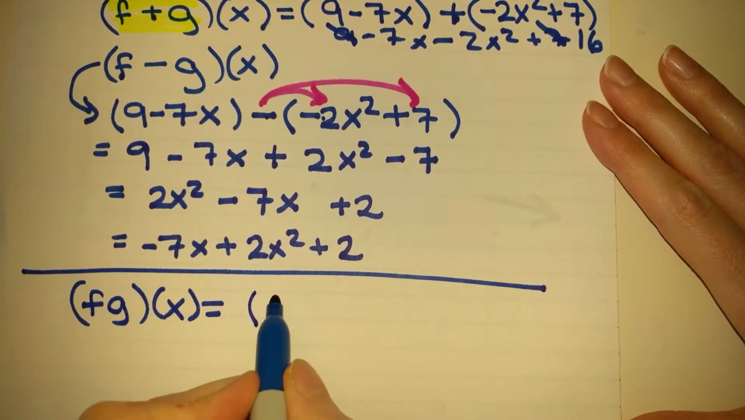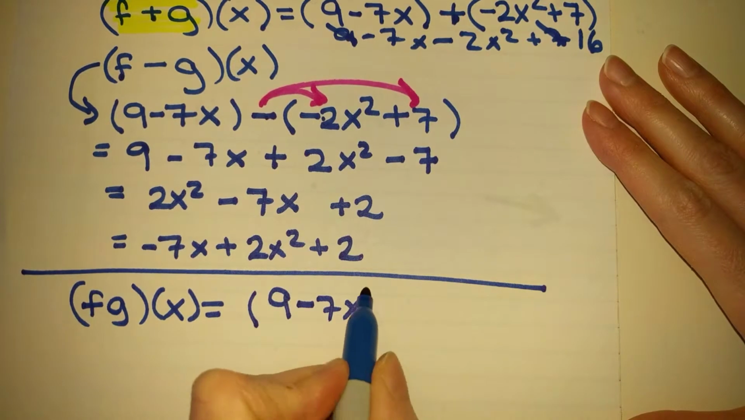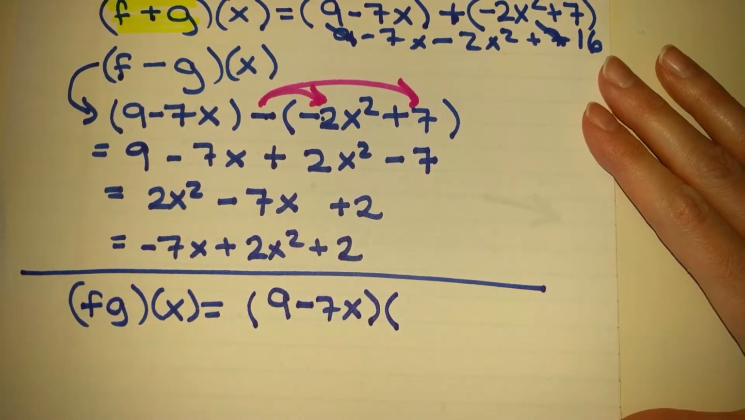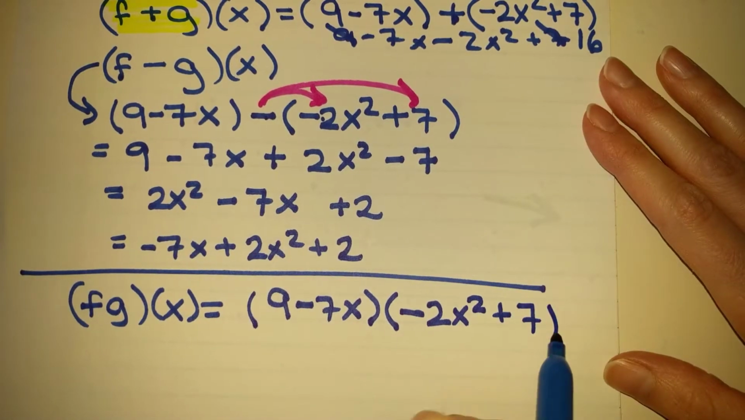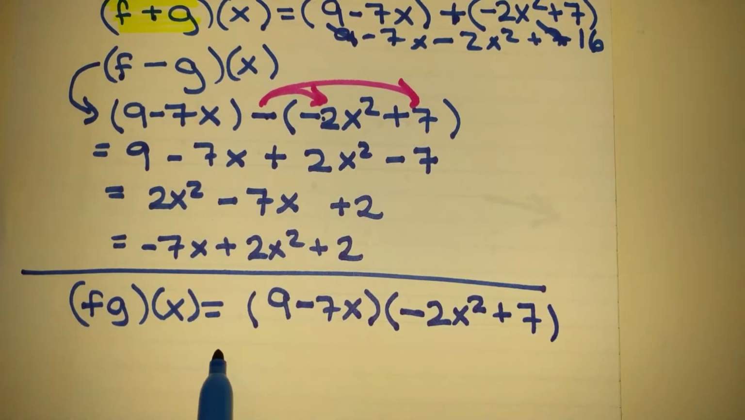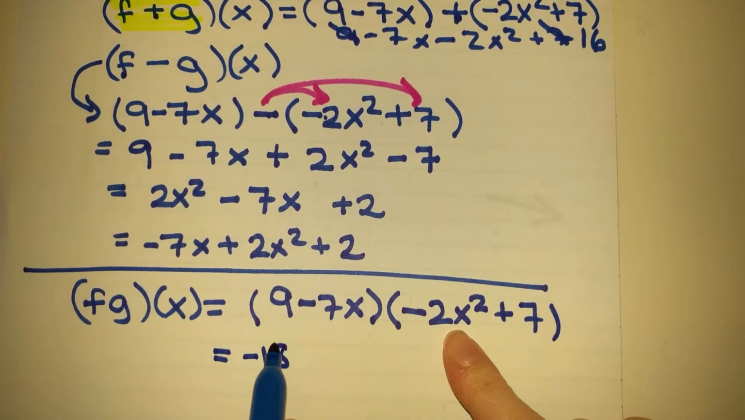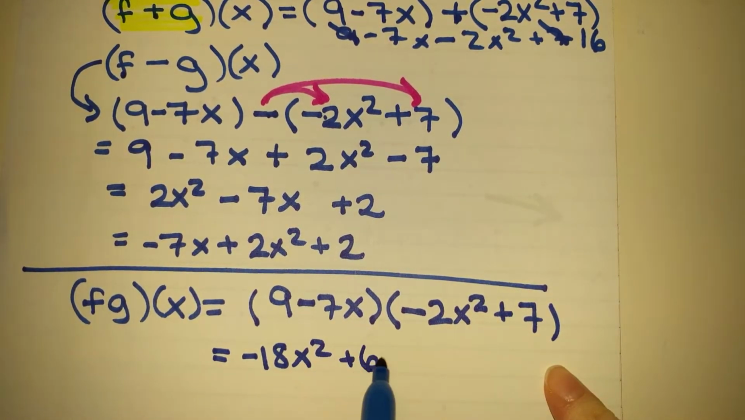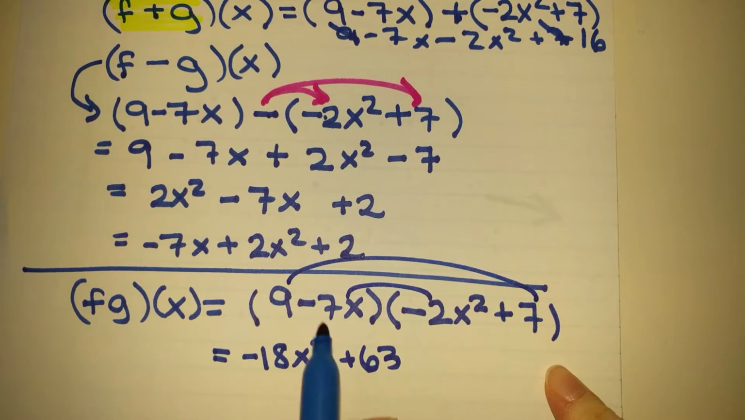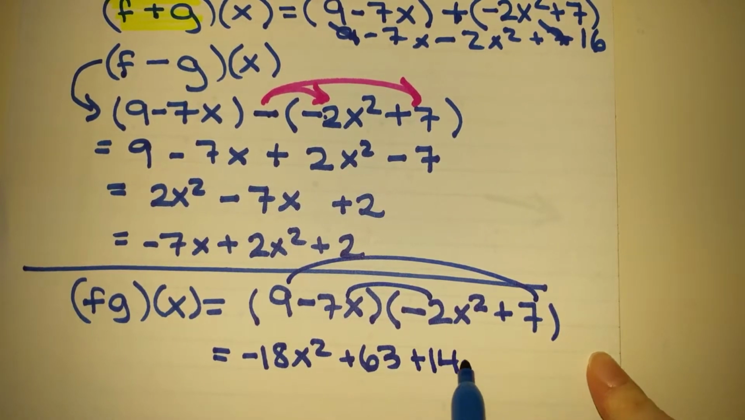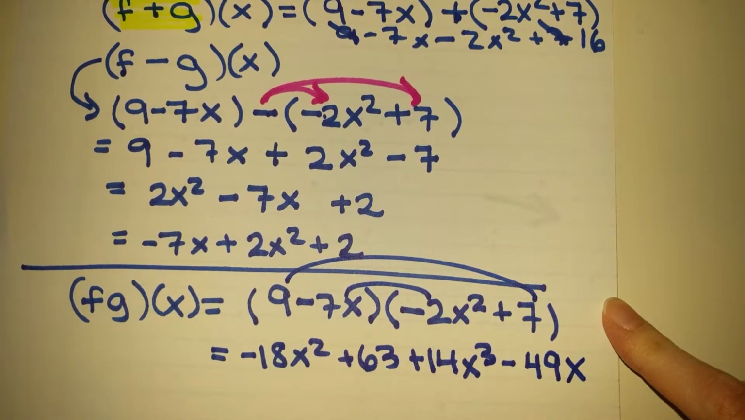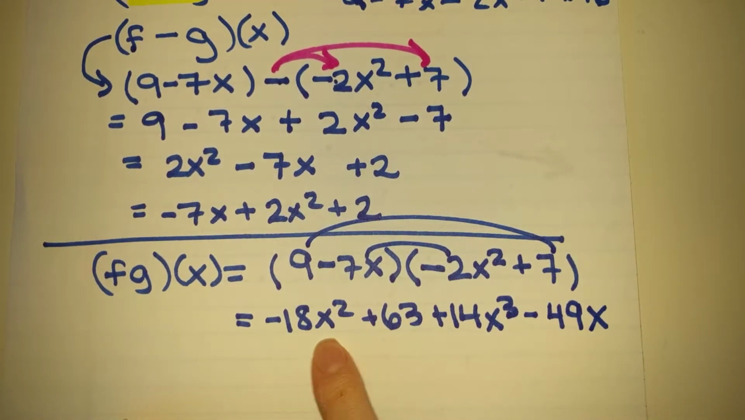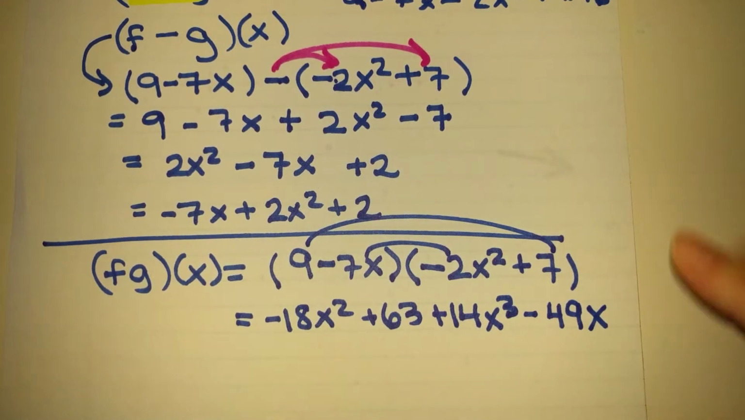Now, if you had multiplication of the two functions, then you would just take fg, parentheses x. And so you would have 9 minus 7x in parentheses multiplied by the g of x function, which is negative 2x squared plus 7, and then FOIL everything out. So this would become negative 18x squared, and then plus 63 for the outer. Inner would be a plus 14x to the third, and then the last two, minus 49x. Then when you look at this, there aren't any like terms to combine, so you are good to go, and that would be your final answer.